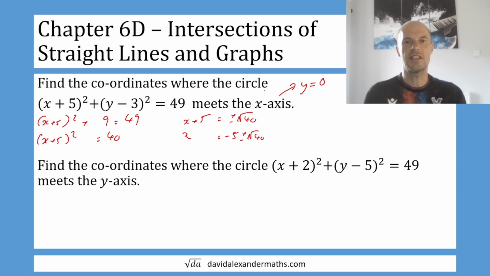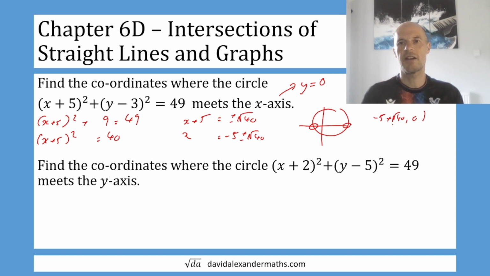So remember that this is a circle, so there's a good chance we're going to get two solutions. It could cut through in two positions. This is not an accurate sketch, by the way. So one of the coordinates will be (−5 + root 40, 0), and the other one will be (−5 − root 40, 0).